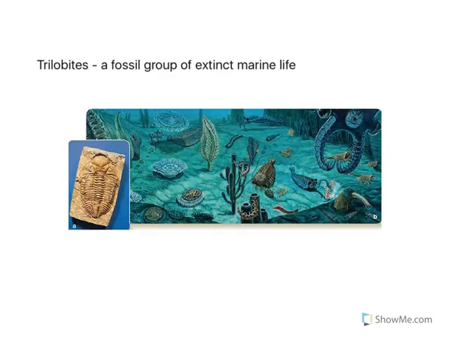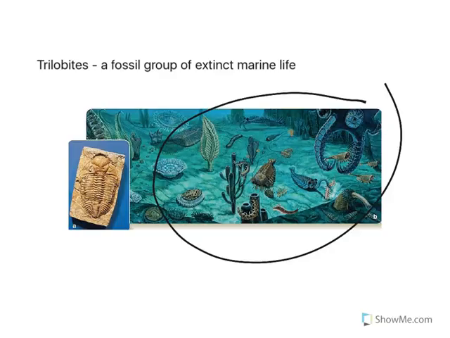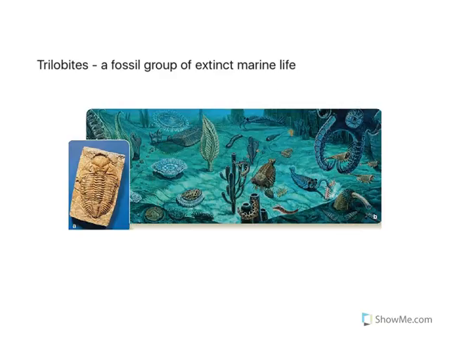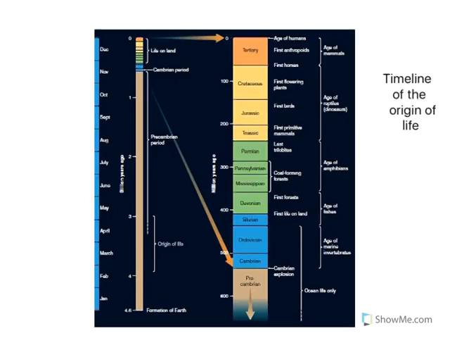Compared to stromatolites that existed billions of years ago, this is a fossil group of marine life that existed millions of years ago. So in this cartoon image from your textbook, it's an artist's rendition of what that artist thought maybe the ocean looked like millions of years ago when we were in this Cambrian explosion, the start of the Cambrian period. Well, what about human life? When did human life come around?